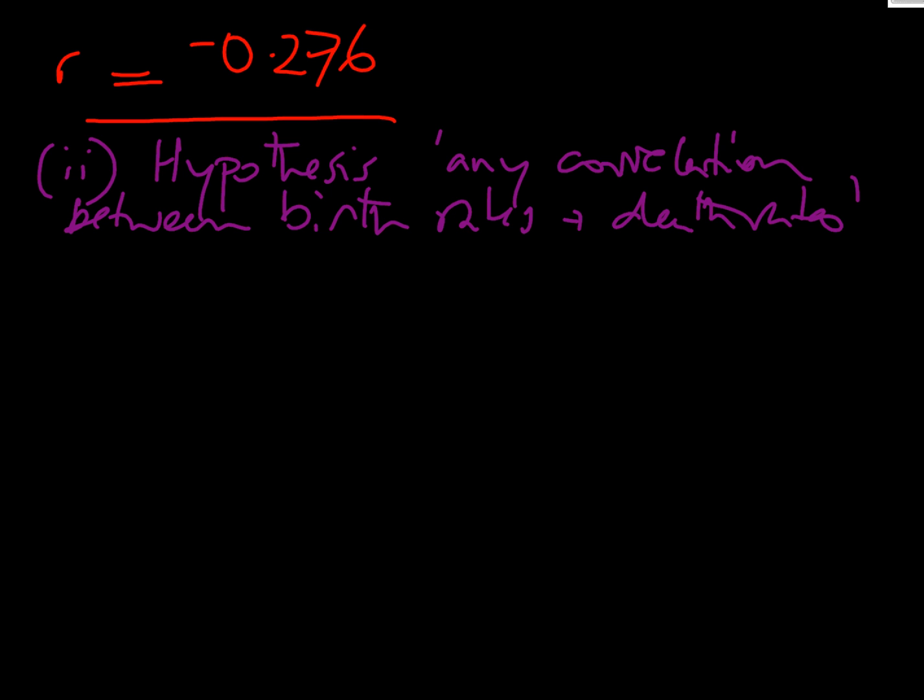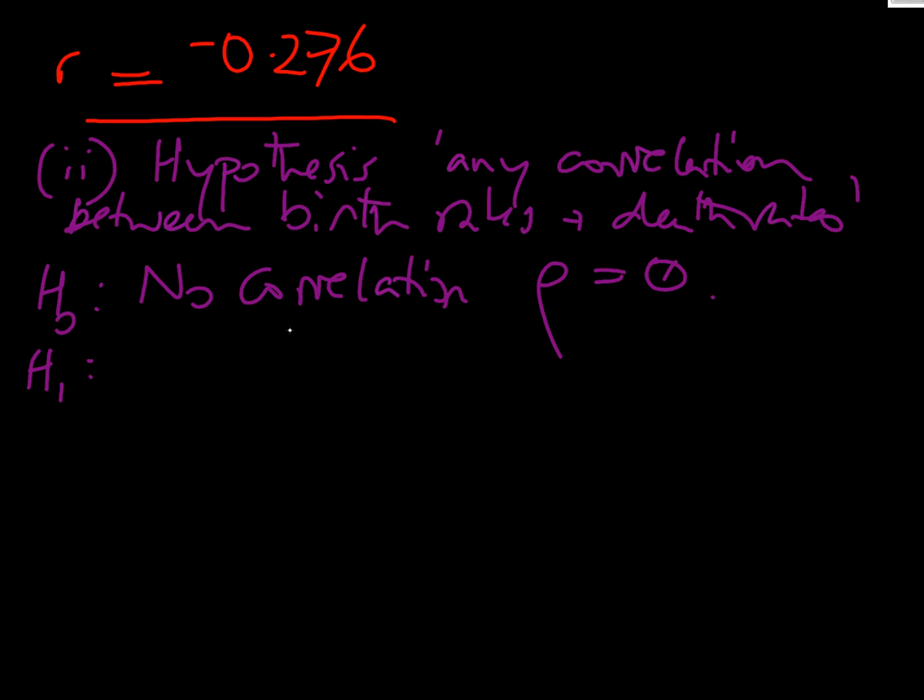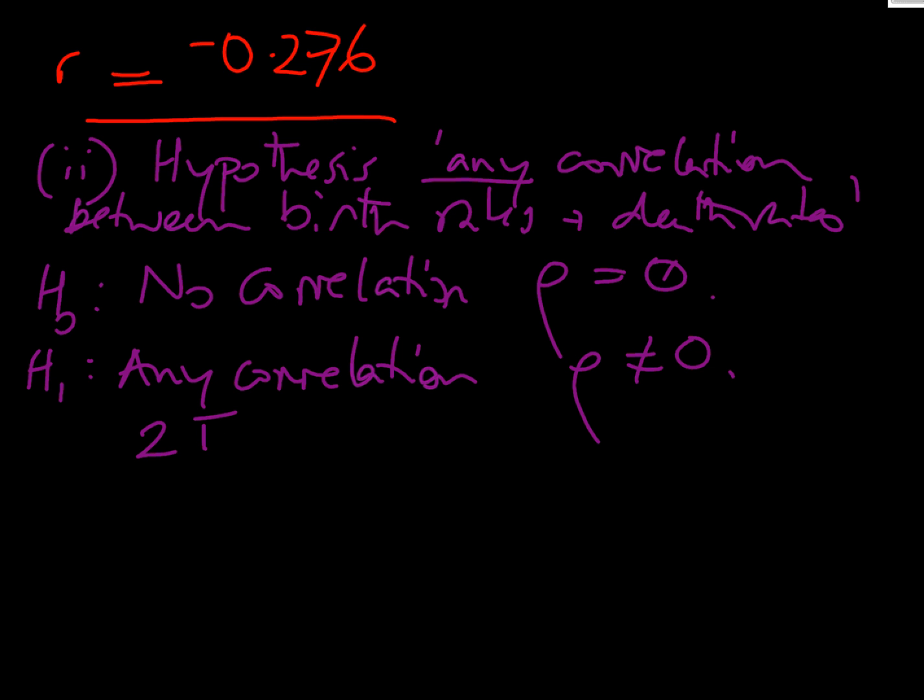Okay, so what do we start with then? H0 in this sort of situation, we're always starting with the null hypothesis, that there is no correlation. So that's rho, what we use in place of r for our parameter, equals 0. H1 in this case, in context, it says any correlation, so H1 is rho does not equal 0. We're then looking at a two-tailed test, aren't we?